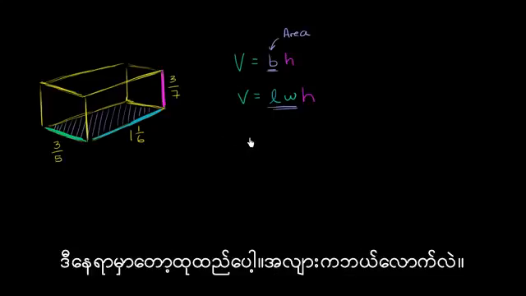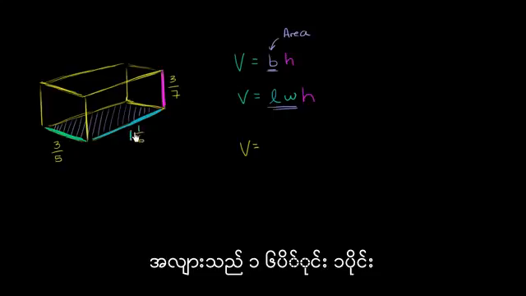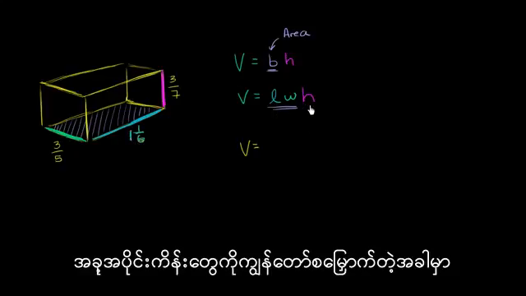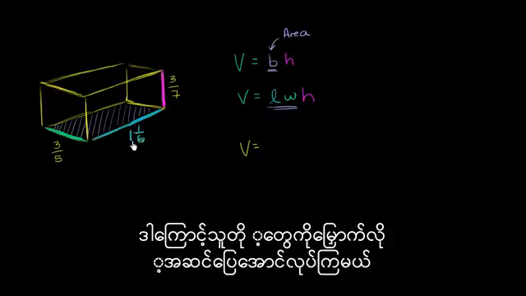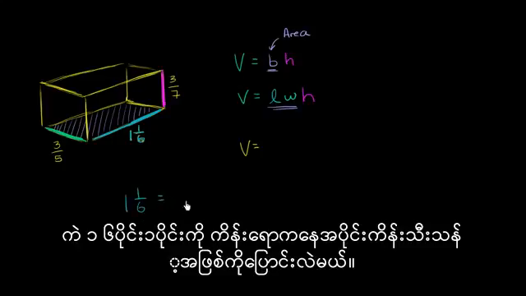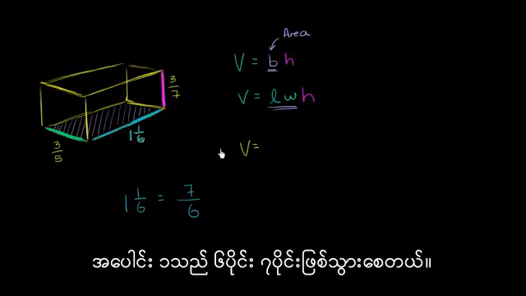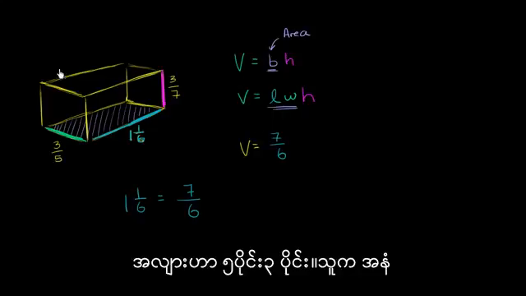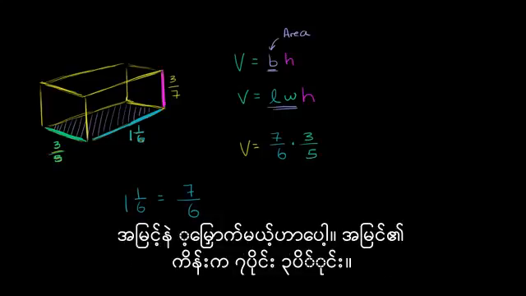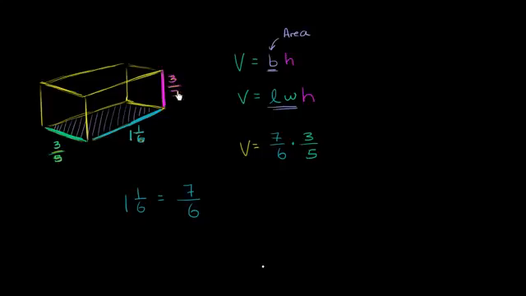So let's calculate it. The volume here is going to be, what's our length? Our length is 1 1/6 units. Now, when I multiply fractions, I don't like to multiply mixed numbers. I like to write them as improper fractions. So let me convert 1 1/6 to an improper fraction. 1 is the same thing as 6/6, plus 1 is 7/6. So this is going to be 7 over 6, that's my length, times 3/5, that's my width, times the height, which is 3/7.